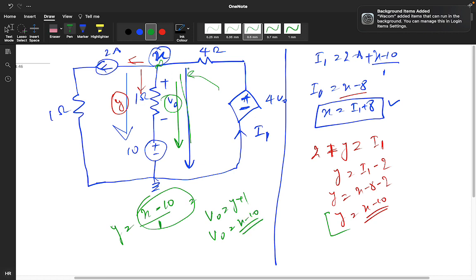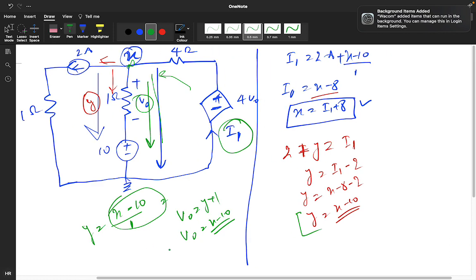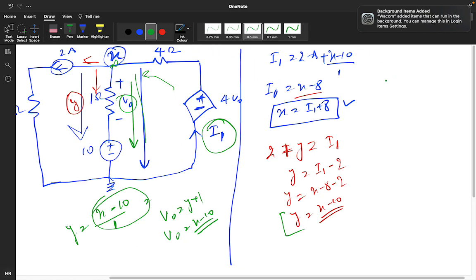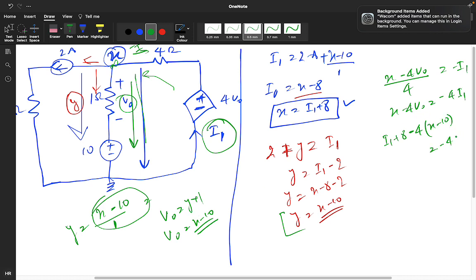Okay, now you had assumed the I1 current like this, and if you do the nodal analysis, the equivalent of I1 will be minus I1. If you assume the current in this particular direction, it will be minus I1. So x minus 4 V0 divided by 4 will give you minus I1, and x minus 4 V0 equals minus 4 I1. The value of x you got is I1 plus 8. So I1 plus 8 minus 4 V0, and V0 value you got as x minus 10, x minus 10 into minus 4 I1.